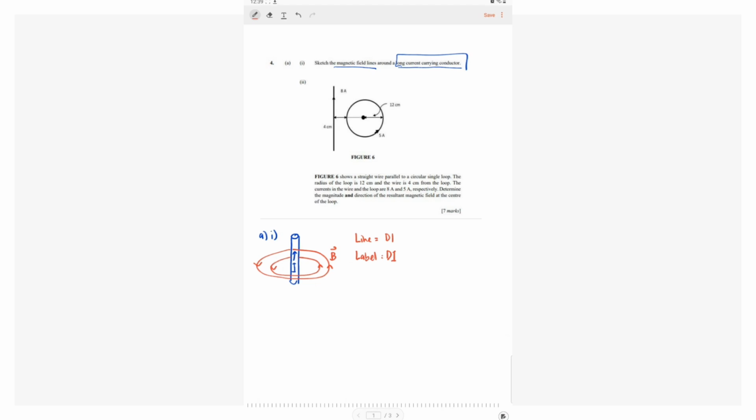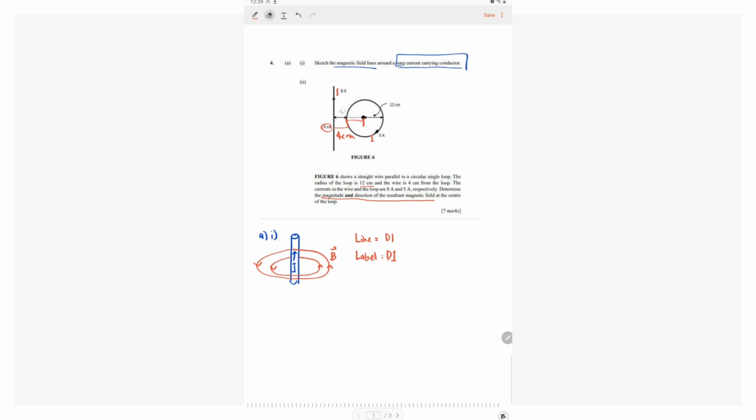Soalan 4A2, figure C shows a straight wire parallel to a circular signal loop. The radius of the loop is 12 cm. Okay, radius of the loop 12 cm and the wire is 4 cm. Okay, 4 cm tu sebenarnya dekat sini. 4 cm from the loop. The currents in the wire and the loops are, okay, dekat sini adalah 8 ampere, dekat sini 5 ampere. Okay, determine the magnitude and direction of the resultant magnetic field at the center of the loop.